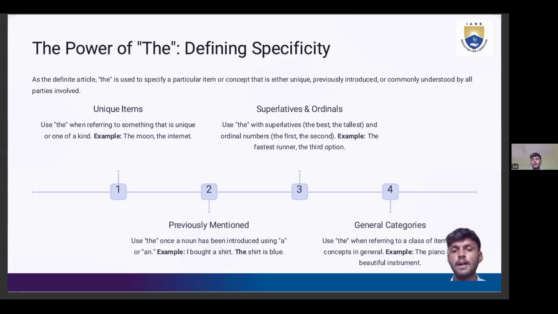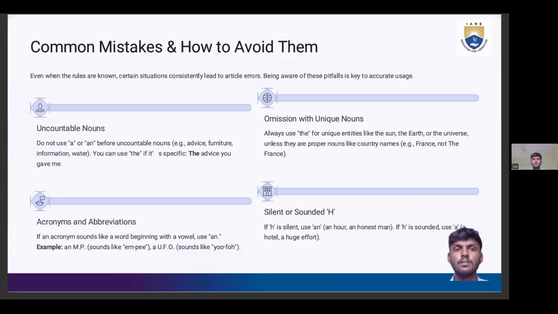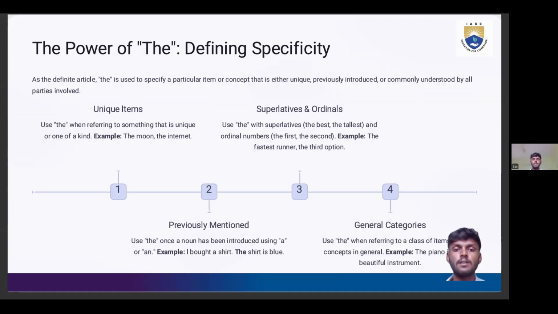Why do articles matter? Articles might be small, but they improve clarity. Wrong usage can confuse the listener. I saw a sun sounds wrong. I saw the sun is correct and specific. They also make you sound more natural in writing and speaking. Mastering them makes you sound professional and polished.